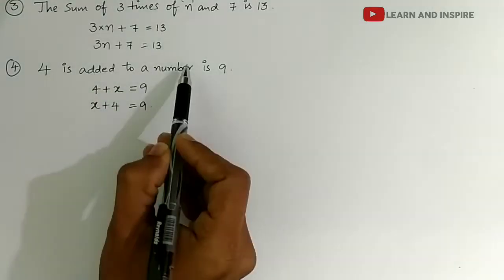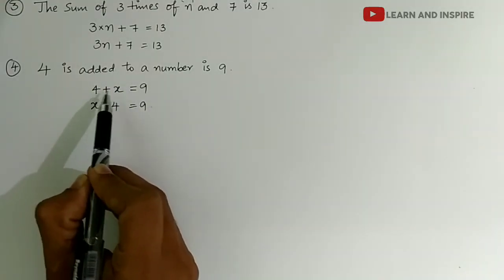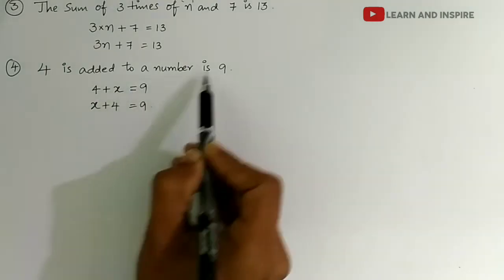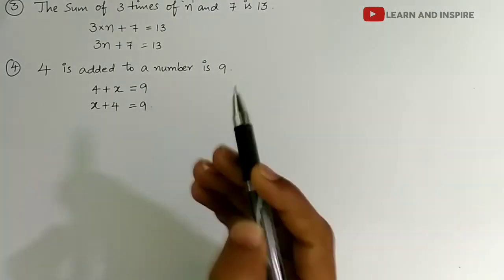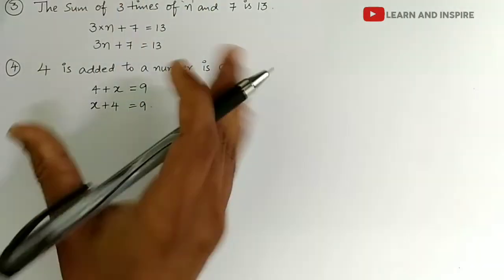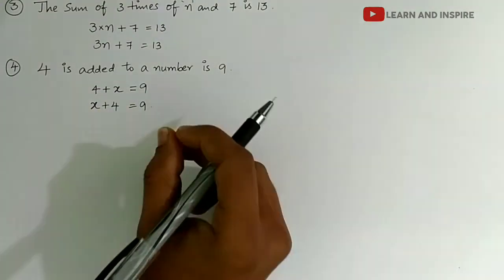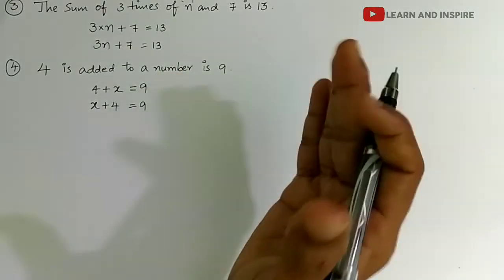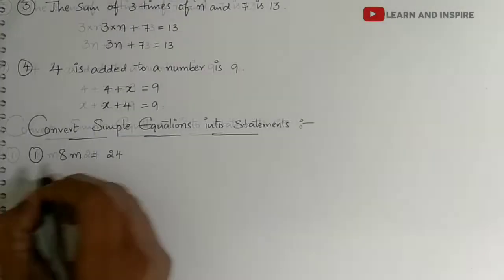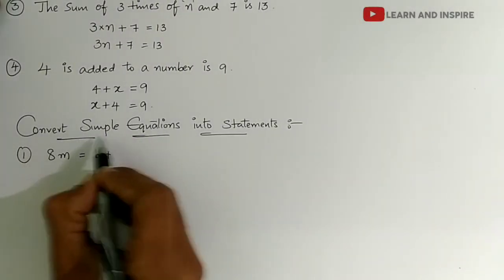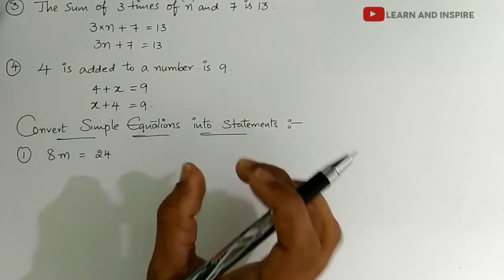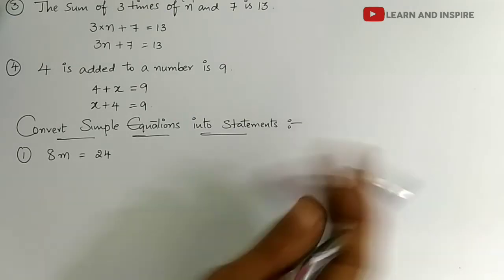4 is added to a number. Number is a variable. Is equals to 9. That is x plus 4 equals to 9. Understood? So these are the 4 example problems from mathematical statements to simple equations. Understood? Now we shall discuss how to convert simple equations into statements. So equations will be given. From that we have to form a statement.